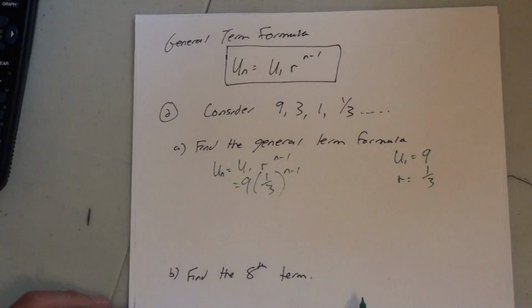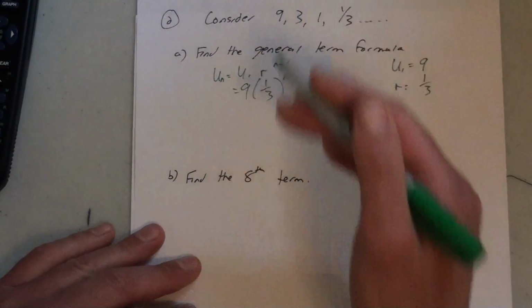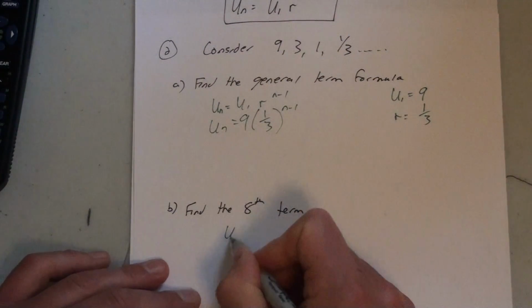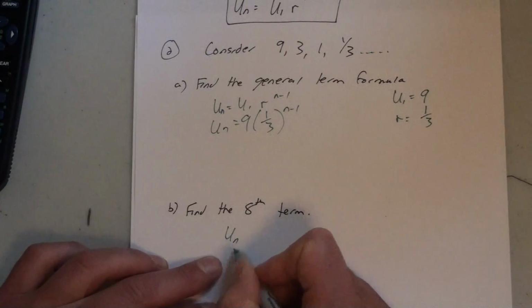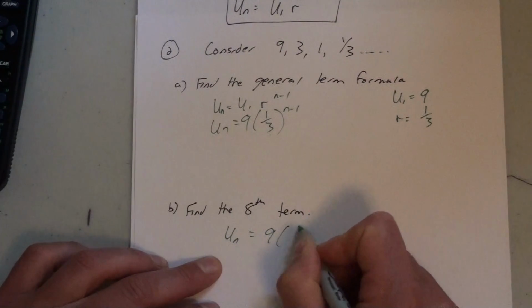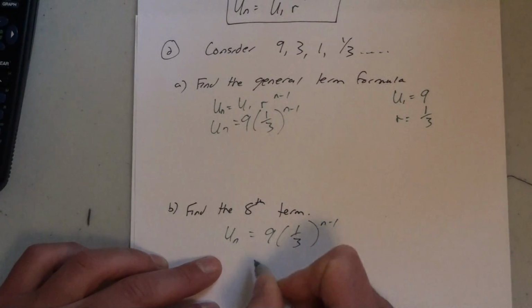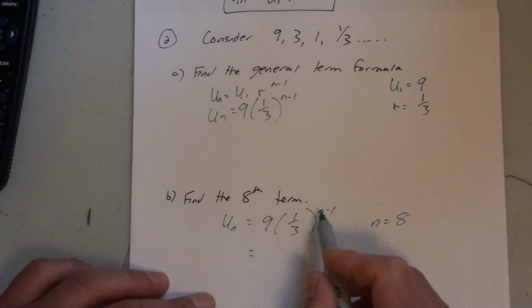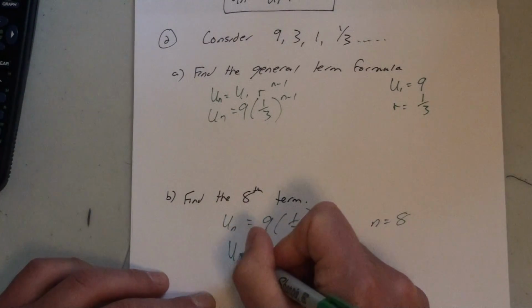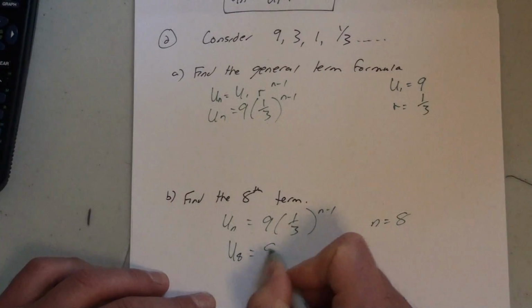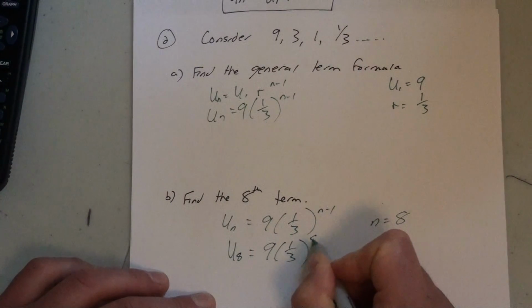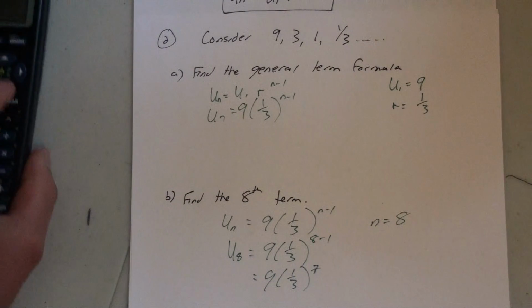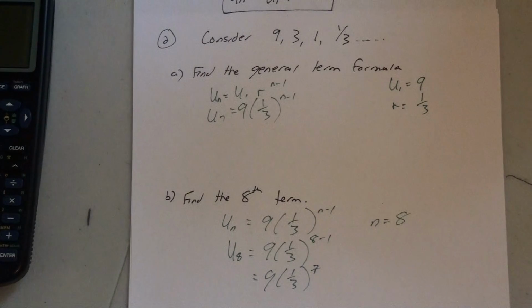Find the 8th term. Now that I have my general term formula, I can find my 8th term. So Un, which is just any future term I want to find, equals 9 times 1/3 to the n minus 1. I want the 8th term, so n equals 8. n is just the term I'm finding. So I'm finding U8 equals 9 times 1/3 to the 8 minus 1, which is 9 times 1/3 to the exponent of 7. So do the 1/3 to the exponent of 7 first.